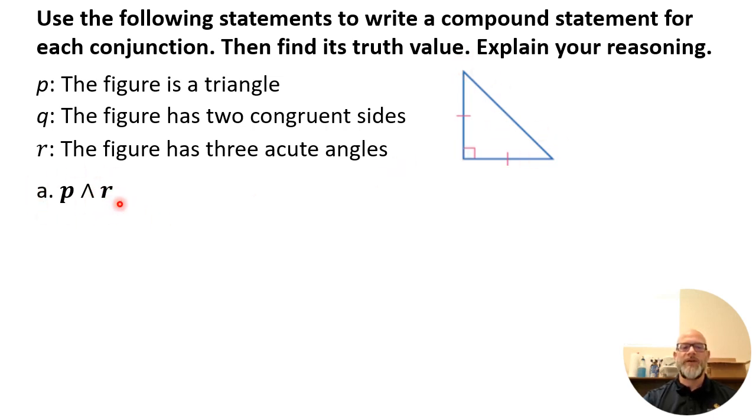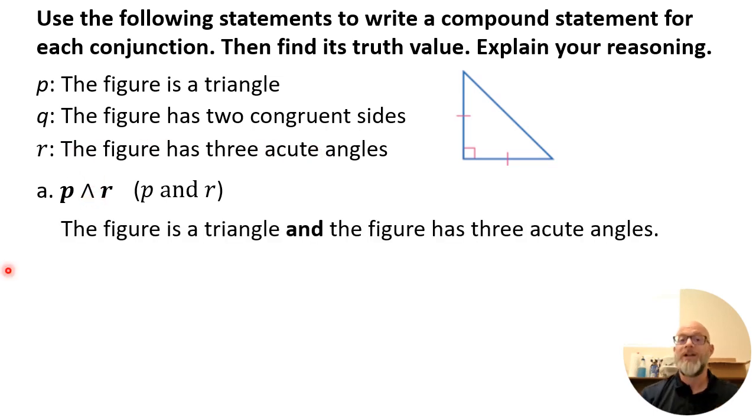All right, so what does this say right here? This says P ∧ R. How do you know this means and? It looks like capital A, right? P and R. So first thing we need to do is translate this algebra into verbal. How do we do that? Well, P is the figure is a triangle. This means and. R is the figure has three acute angles. So we write the figure is a triangle and the figure has three acute angles.